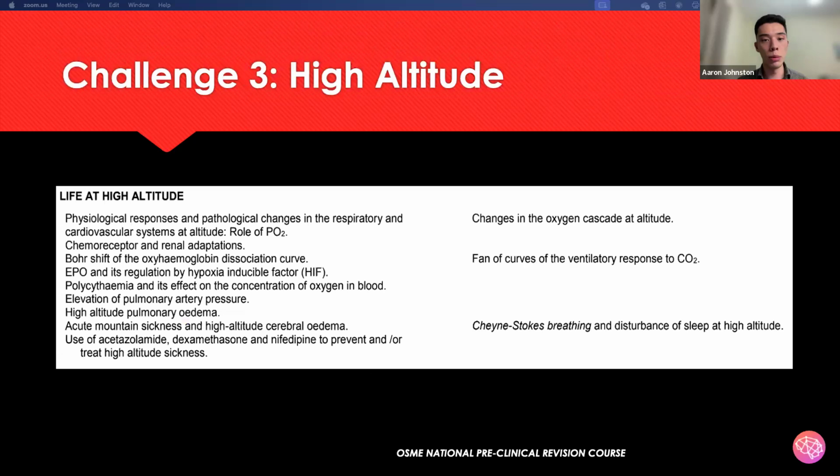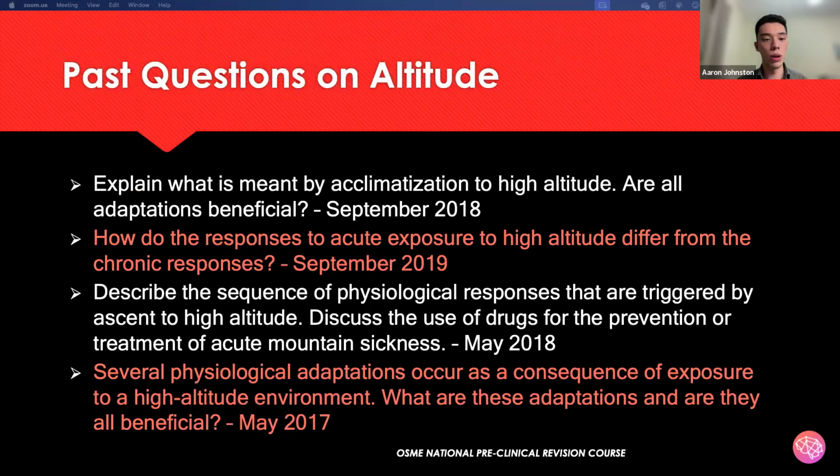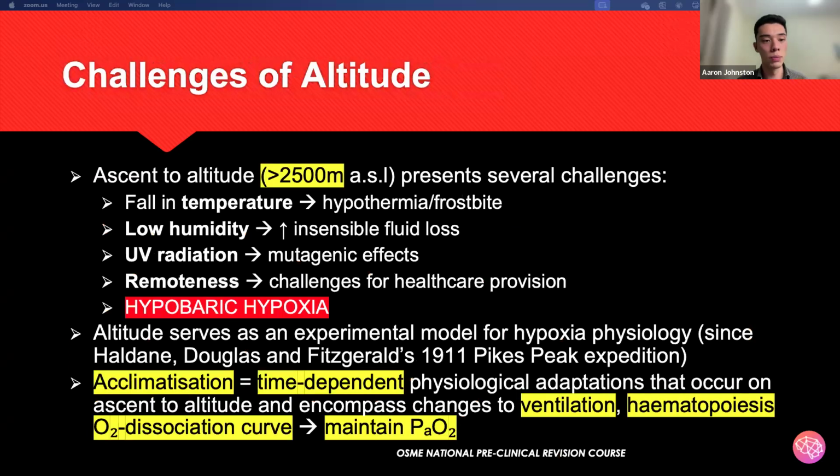Okay, so let's move on to our next threat to homeostasis, high altitude. So Oxford loves altitude, and this kind of reflects itself in the fact that there's lots of questions on it, both in first and second year and third year as well, if you do that module. So what are the challenges of altitude? And I'm going to define altitude as ascent to more than 2,500 meters above sea level.